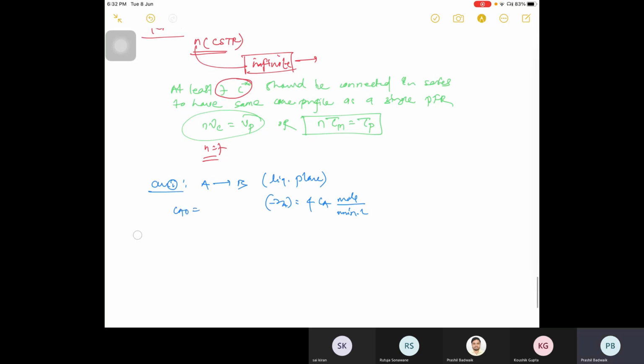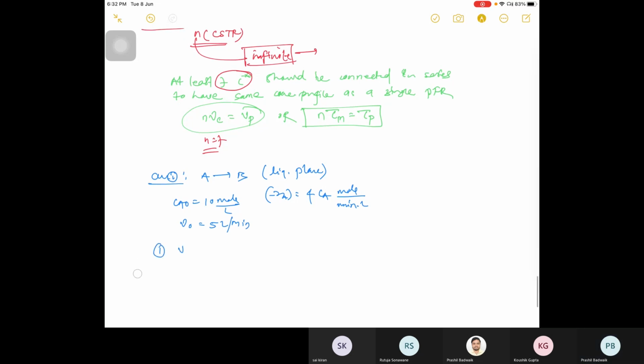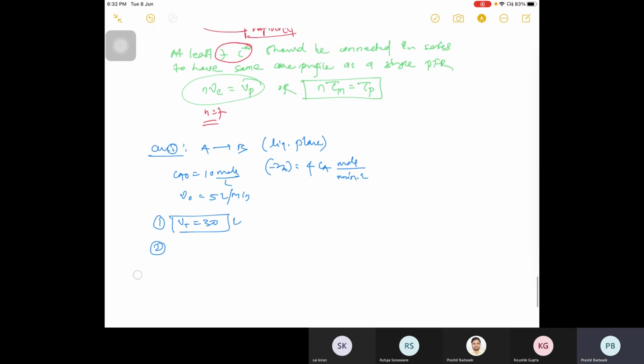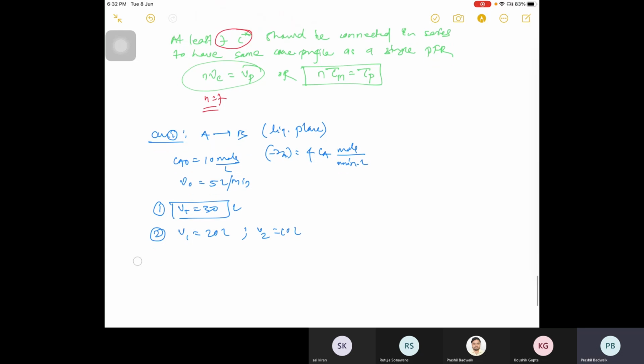Ca naught is 10 mole per liter, and your volumetric flow rate is 5 liter per minute. The total volume of reactor is 30 liter. In the second case, you have 2 CSTRs of volume V1 is 20 liter and V2 is 10 liter.